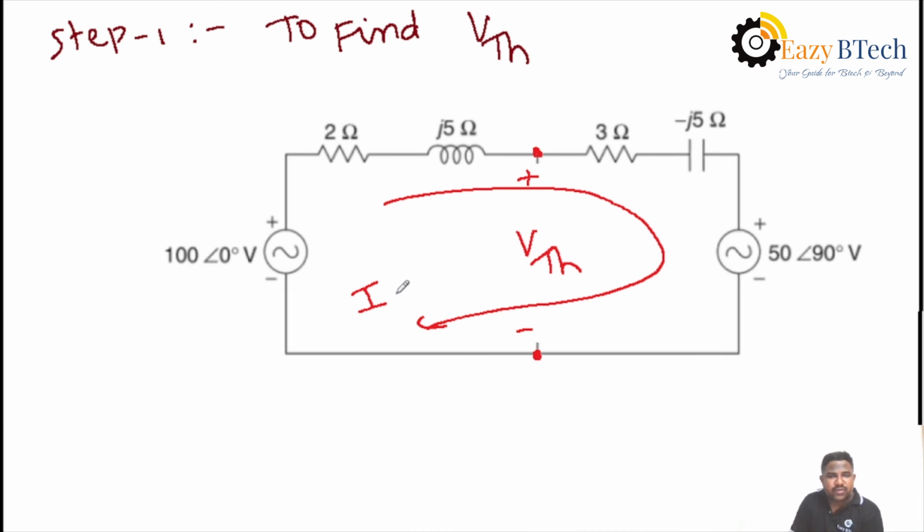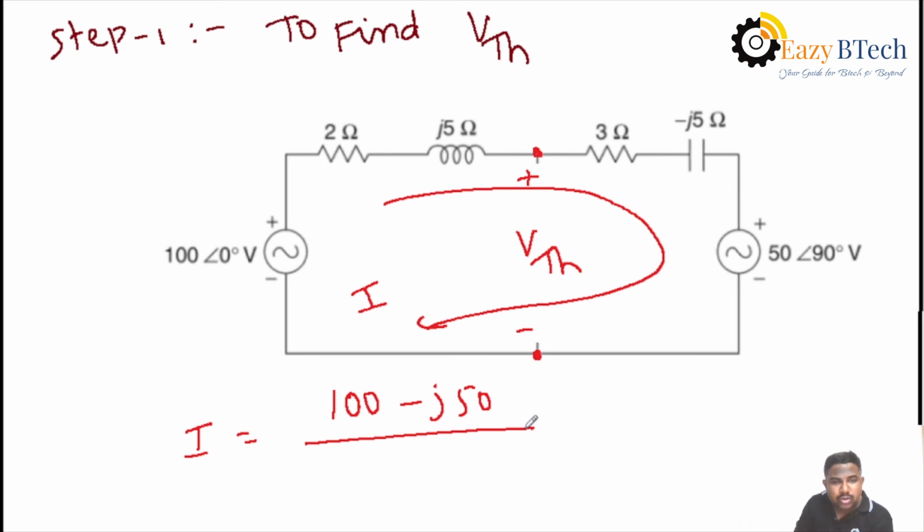That is how you can find out the loop current. Here a simple loop current is there. We have two voltage sources. Current is passing from lower potential to higher potential through 100 and higher potential to lower potential through 50. Then we take I equal to 100 positive minus j50 negative, that is total voltage by total impedance.